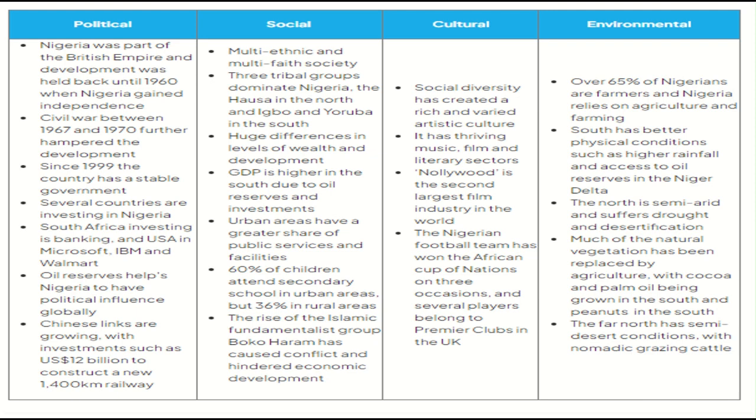On a cultural level, the Super Eagles, a Nigerian football team, has won the African Cup of Nations on 3 occasions. Loads of Premier League players involved there. And Nollywood is the second largest film industry in the world. And the environmental stuff, well, we know about the oil reserves as well, and much of the problems that are associated with that.